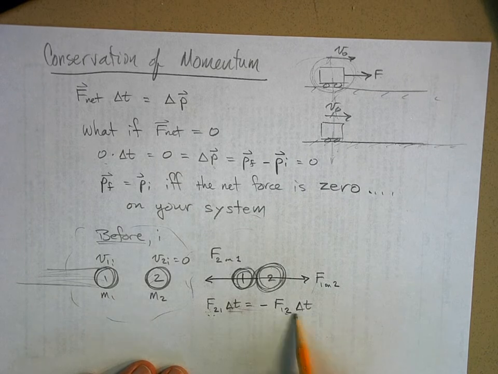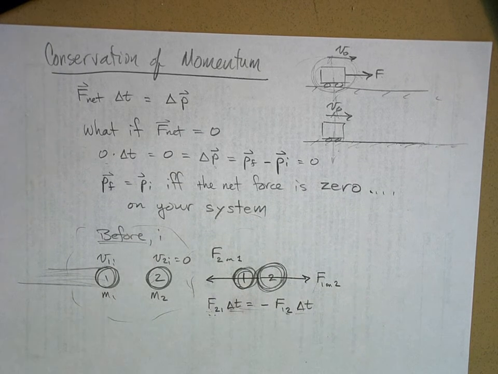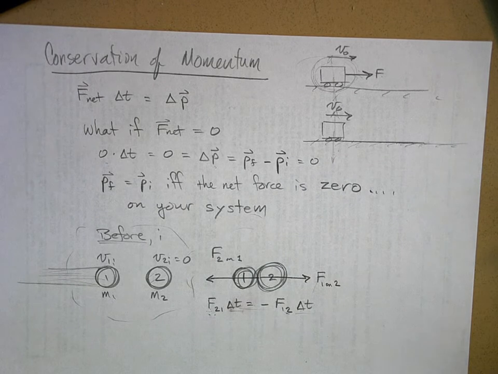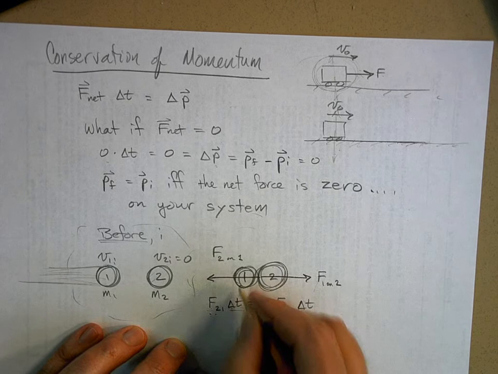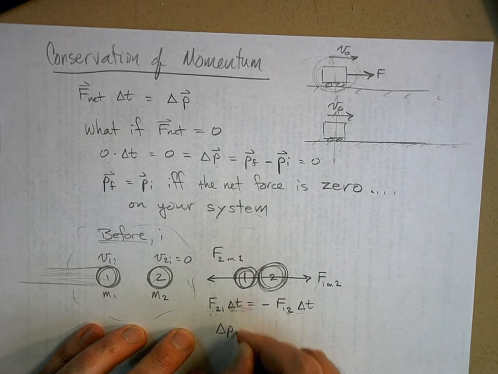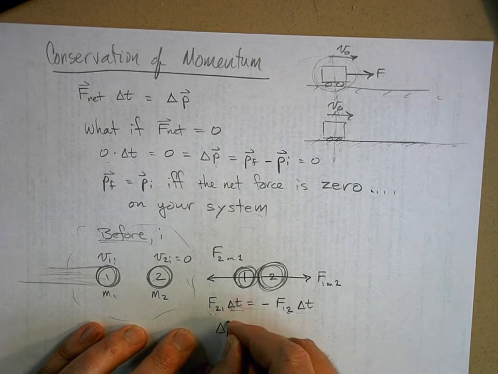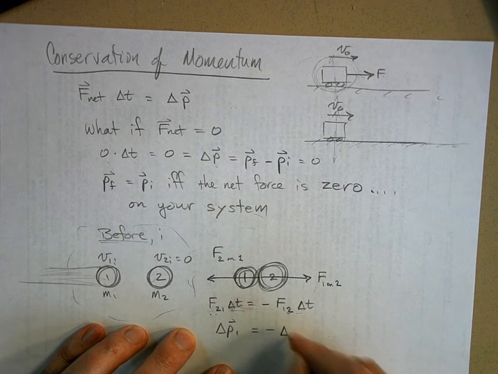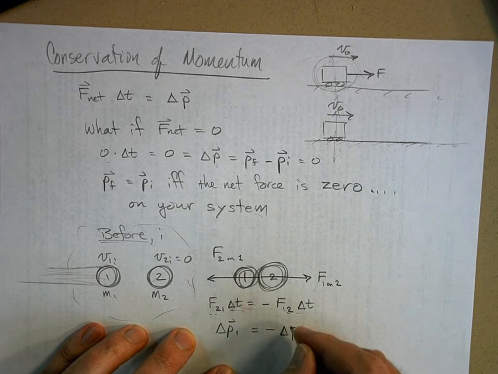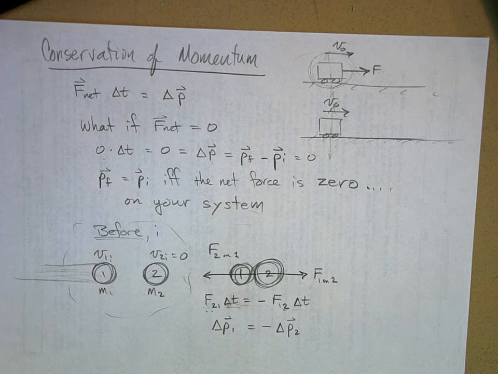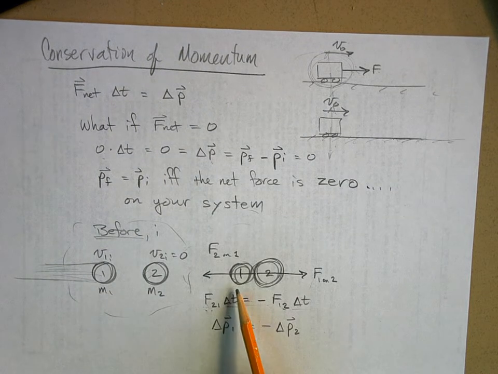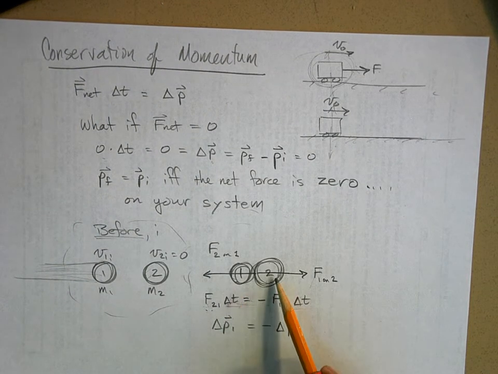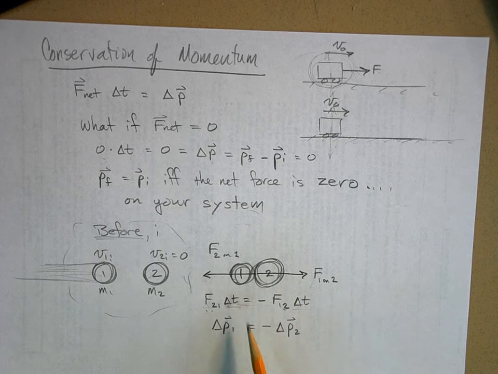Well, what is force times time? Change in momentum. So this is the change in momentum on object 1. And that's going to be equal, but in the opposite direction as the change in momentum of object 2. See, object 1 gets its momentum changed. Object 2 gets its momentum changed. But those changes in momentum are equal and opposite.